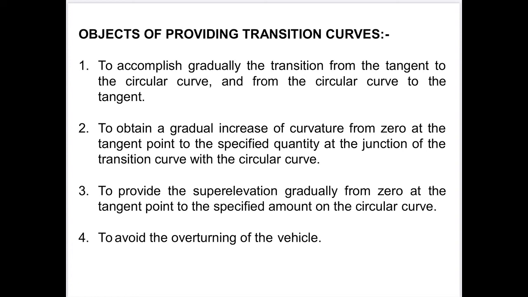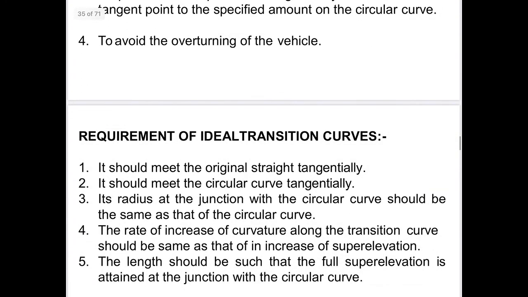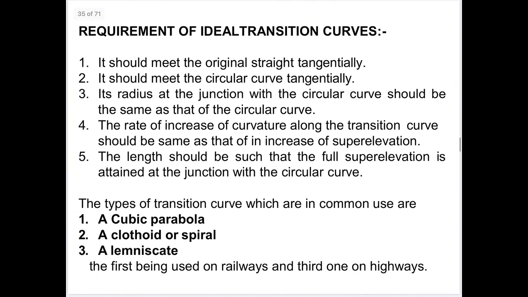So we have discussed the objectives. Now let us see the requirements of the transition curve. It should meet the original straight tangentially. It should meet the circular curve tangentially. Its radius at the junction with the circular curve should be the same as that of the circular curve.